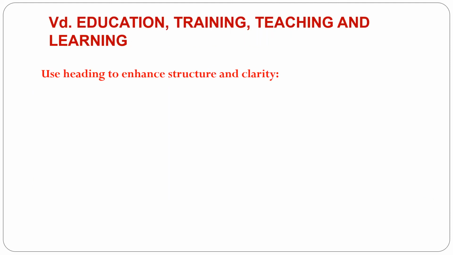Next is the part on education, training, teaching and learning. This is a very important part, which is why it has been given the most space for you to describe how you are going to address this within your proposal to become a regional anchor university. Again, I would recommend that you use headings to enhance structure and clarity.